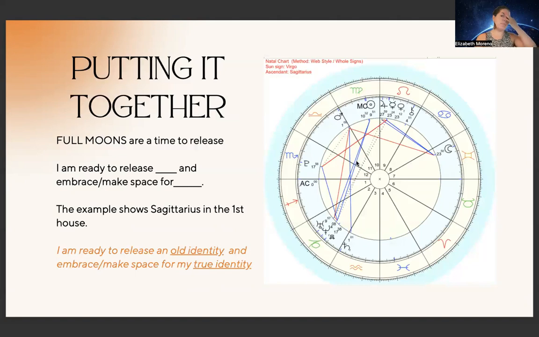The way I put mine together is during full moons, we're ready to release. The new moons are more for adding something, new beginnings. So for me, since it's in the first house, and Cindy, yours is also in the first house, you're ready to release blank and embrace and make space for blank. For example, with Sagittarius in the first house: I am ready to release an old identity and embrace and make space for my true identity.